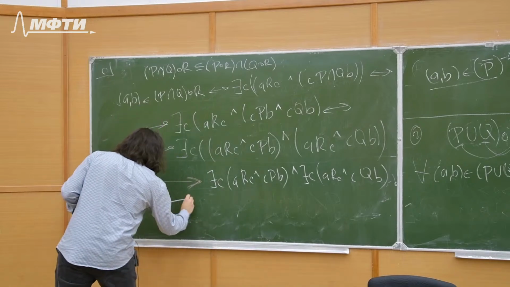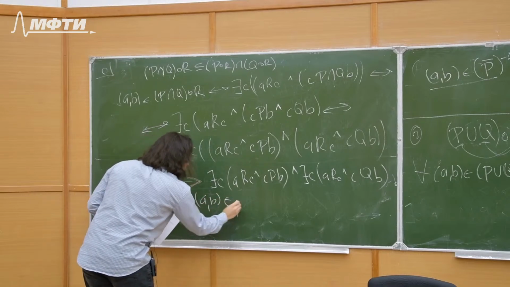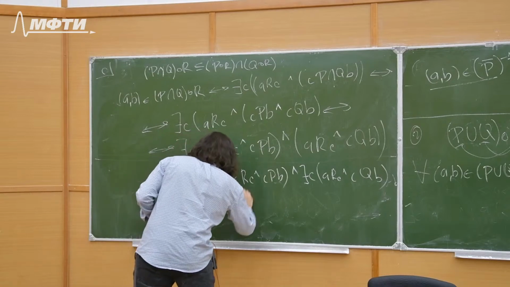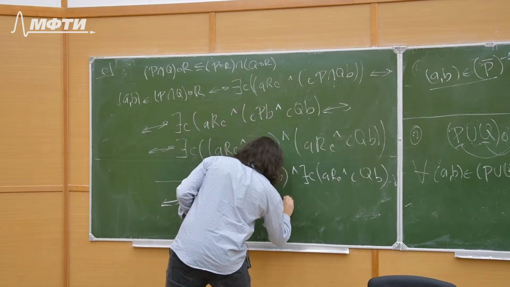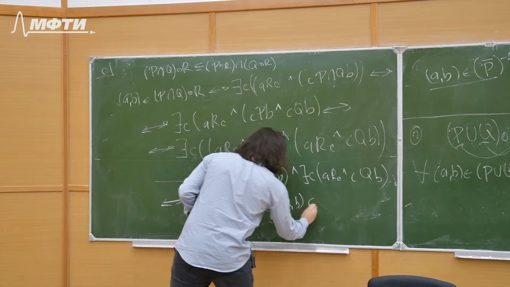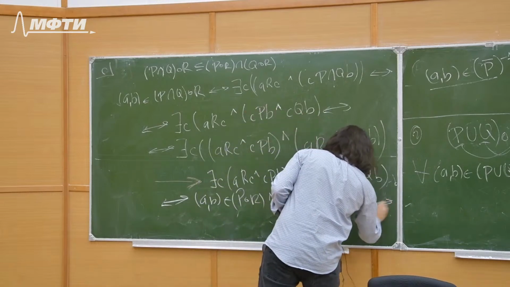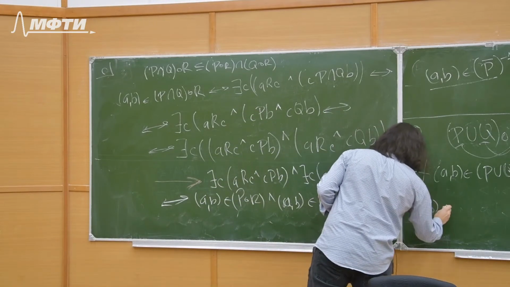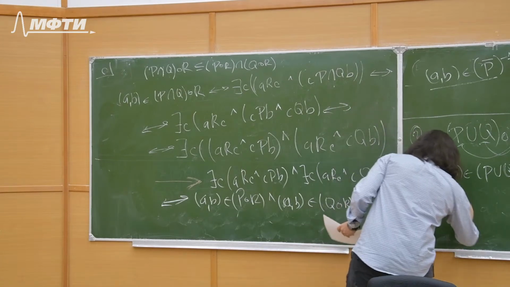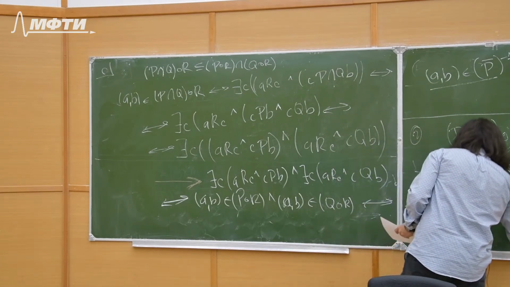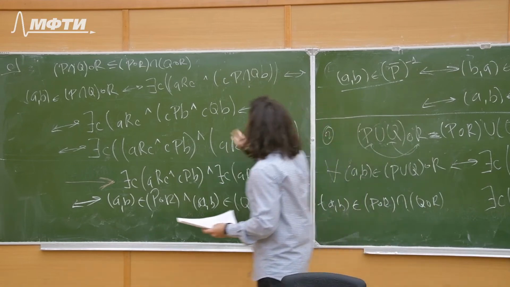And this is true if and only if AB belongs to P composition R and AB belongs to Q composition R. So if and only if AB belongs to the intersection of these two sets, right? So P composition R intersection Q composition R. And this is what we needed to prove.